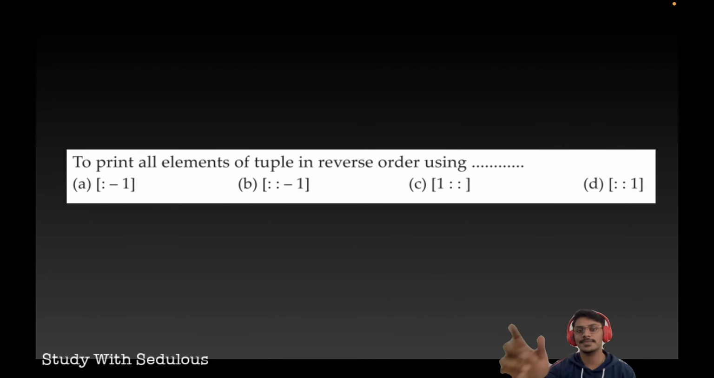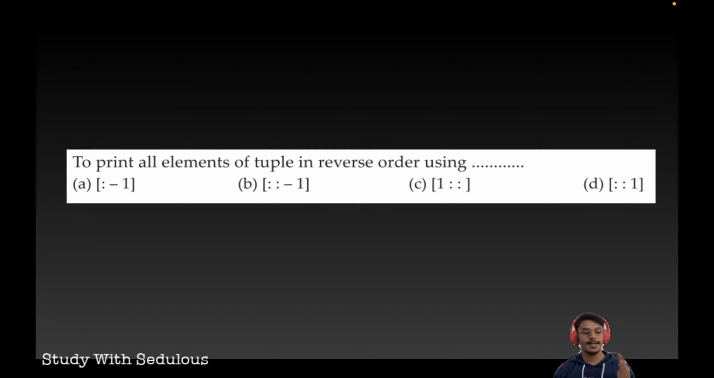Okay, now to print all elements of a tuple in reverse order, we can use the first one, second one, third one, fourth one. That is colon minus 1, colon minus 1, 1 colon, or colon 1. This is something that we have done in 11th grade in our computer science. It should be colon minus 1. In a list or in printing, this is called slicing. It's actually called slicing itself.